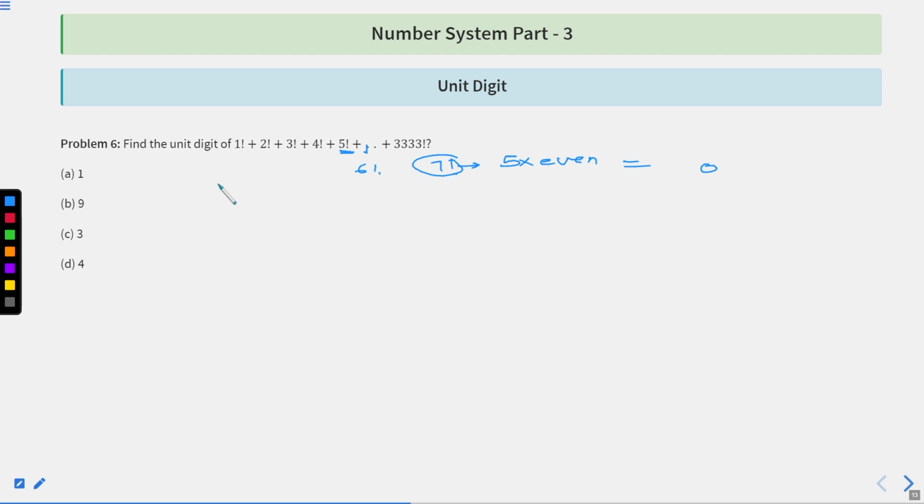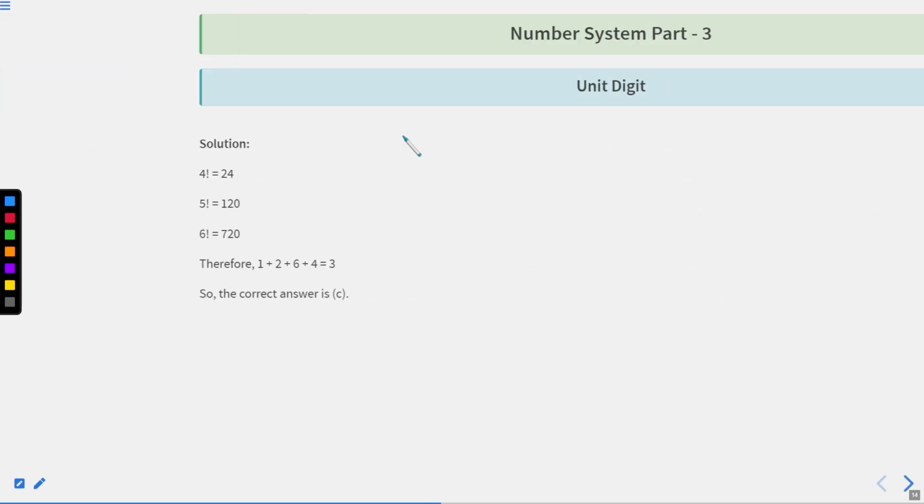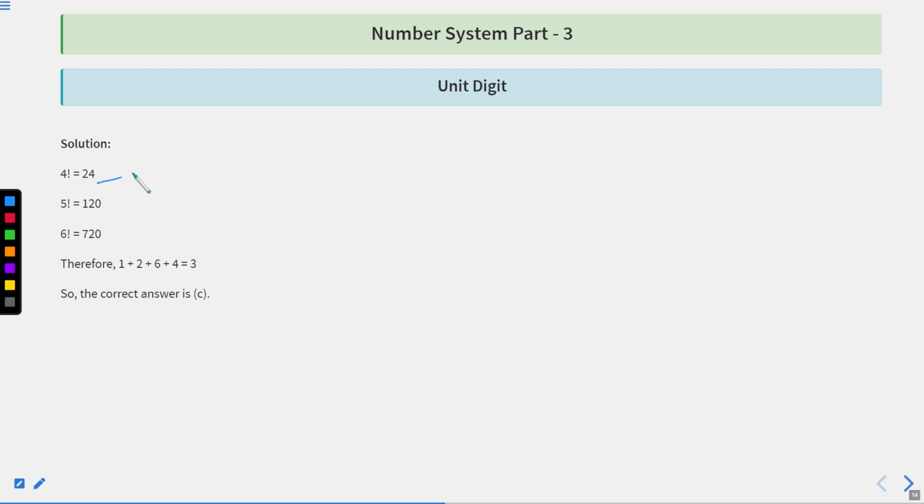So after 5 factorial, all of them will have 5 and an even number, so at the unit digit, once we multiply it, you will have 0 at the end. For example, if we check 4 factorial, it is 24. If you see 5 factorial, it is 120.